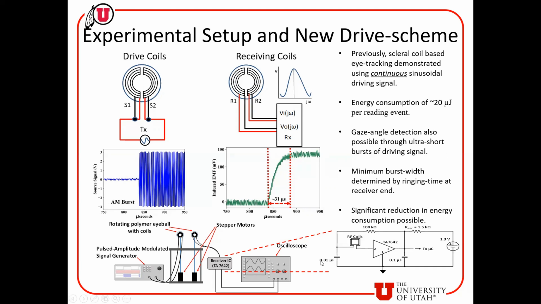Here we have the schematic of our coil. We have driven our drive coil using a pulse amplitude modulated signal from a signal generator. On our receiving coil, we have our receiver IC, which is a TA7642 IC, which does the amplitude demodulation, and we have recorded our data on the oscilloscope. Here is the circuit for the receiver IC that we have used.